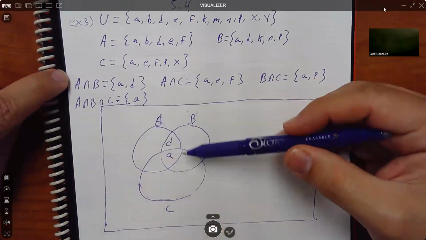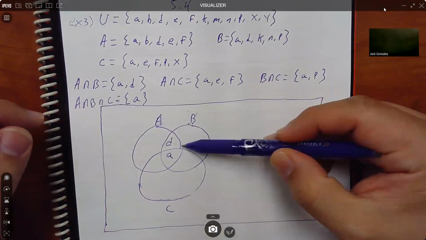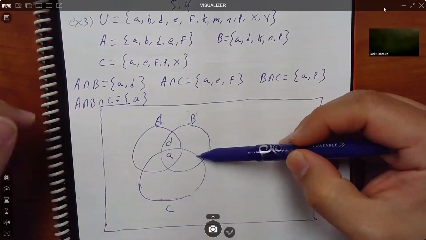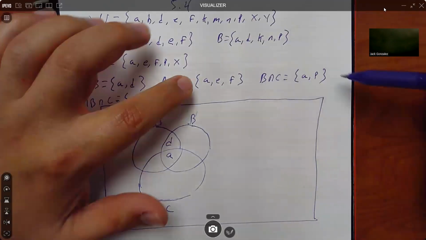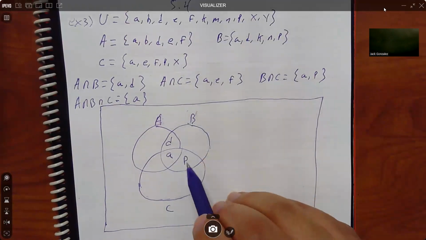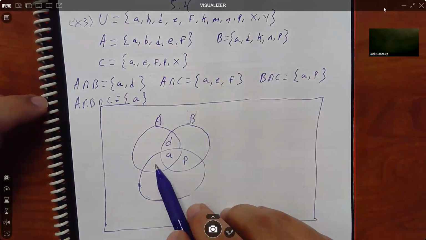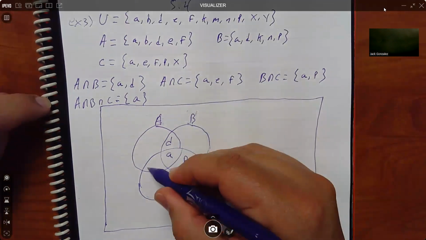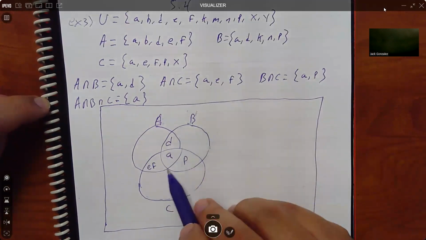So down here we have this section, right? This is B intersect C. So of course, P, in this part right here, it's just the P, because A we already took into account. A. All right. Now A intersect C. E, F is outside of B, right? So we don't put it in that B overlap.